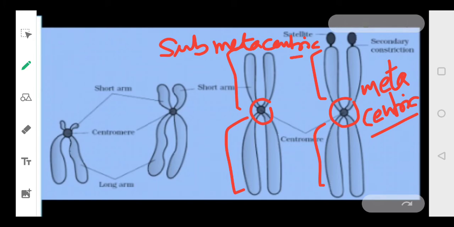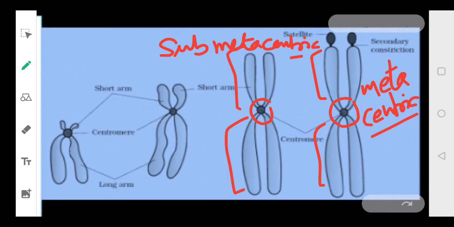Metacentric chromosome, when the centromere is present in the center and both arms are equal. Submetacentric, when the centromere moves a little away from the middle, so one arm becomes a little shorter and the other becomes a little longer. Third, again the centromere moves towards one end of the chromosome.